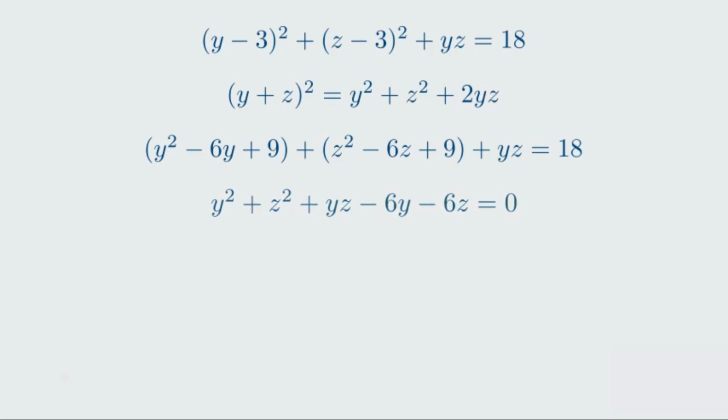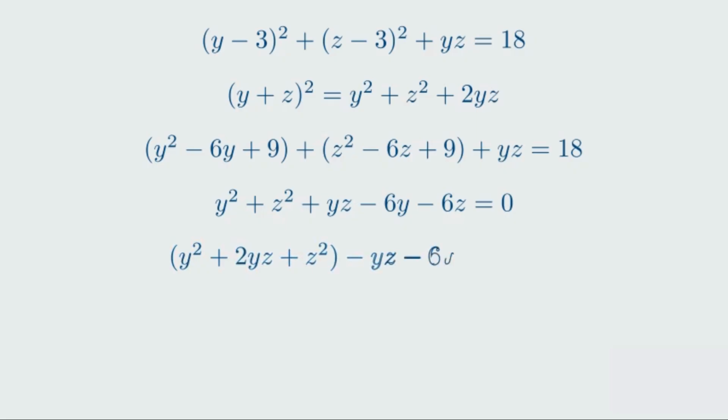This is a key point. Notice that this is the same equation as before, just without the constant term. This confirms our algebra is consistent. Now, let's rearrange it to create a perfect square trinomial. We can rewrite the equation as y squared plus 2yz plus z squared. This is the perfect square, y plus z squared.